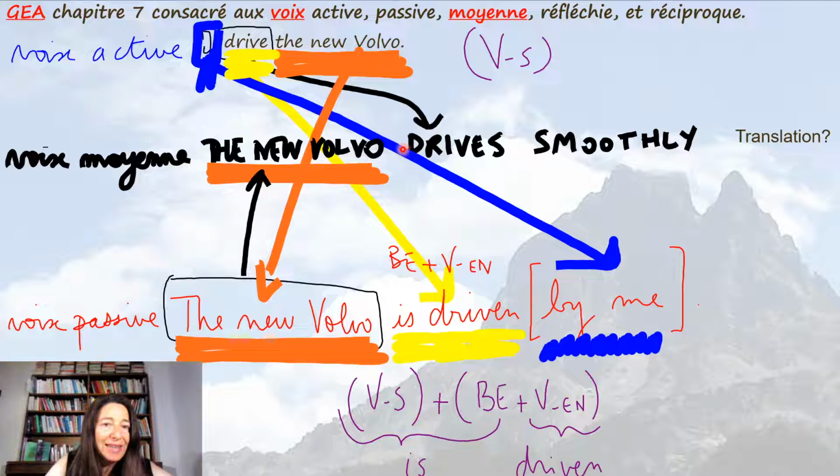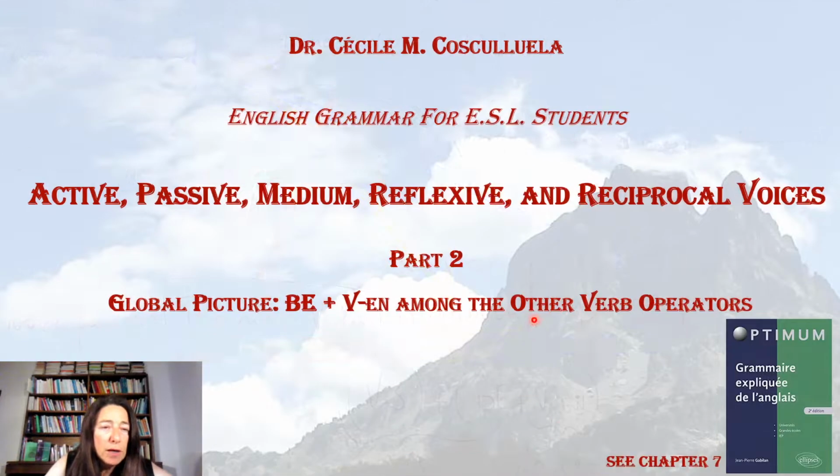Okay, so basically that's the first step towards understanding what the active voice, the passive voice, and the medium voice are. Next time we'll go over be plus ven, so the passive voice among the other verb operators, in order to have a more global picture of the question of the passive voice.